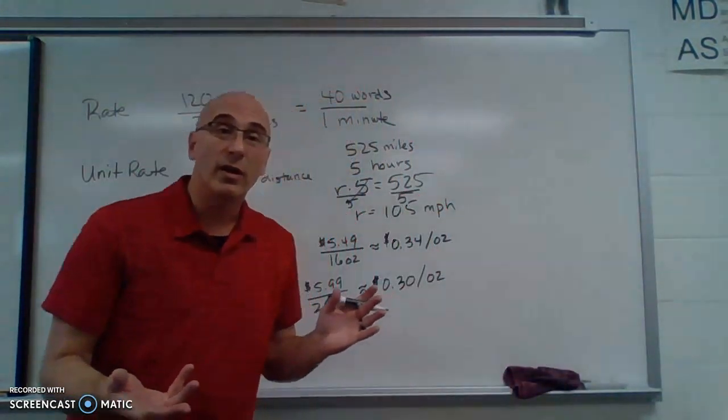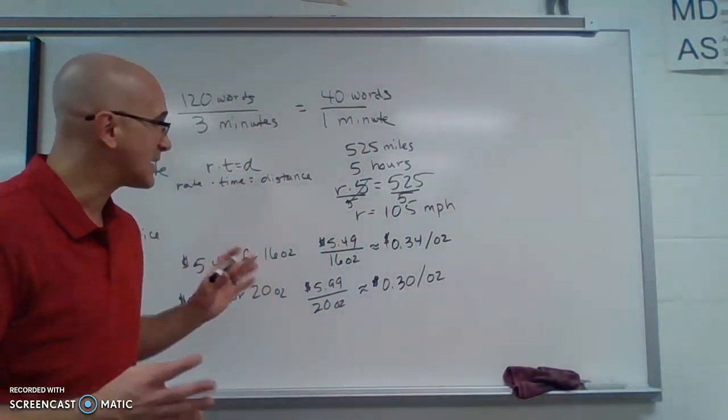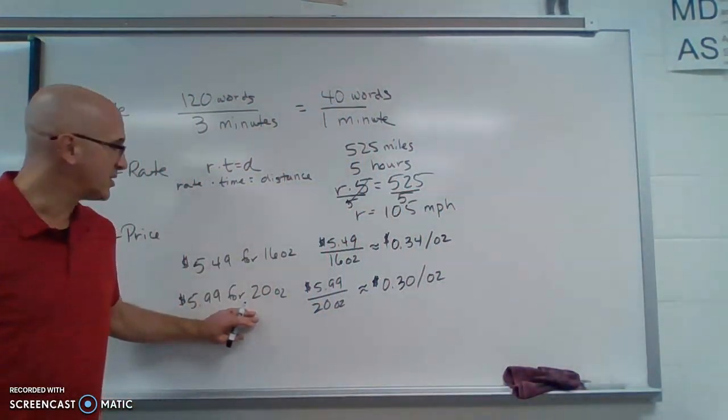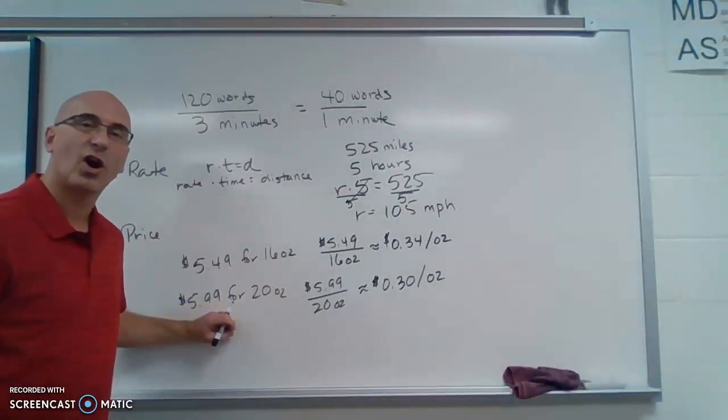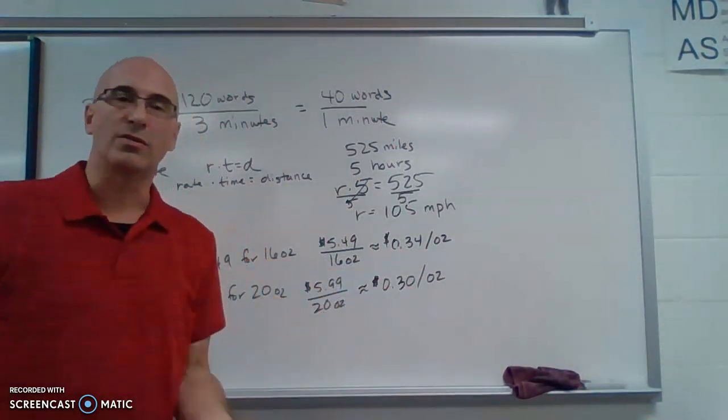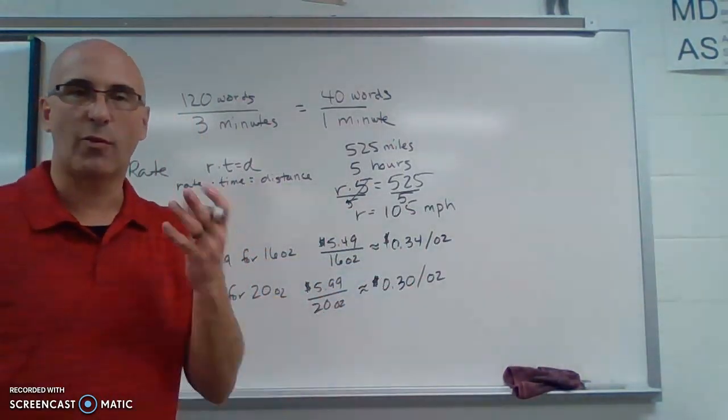So which one would give me the best deal? It would be this $5.99 box of cereal. It's 20 ounces. It costs a little bit more, but when you divide it out, your rate per ounce is better. Now we're going to go practice.